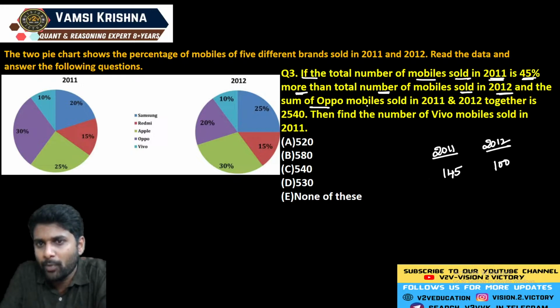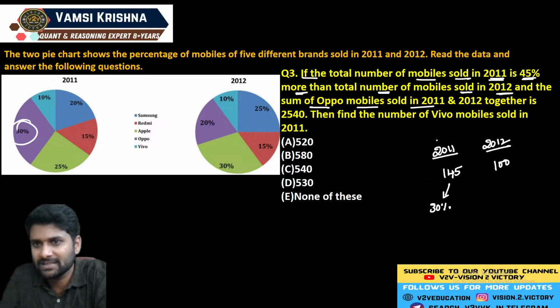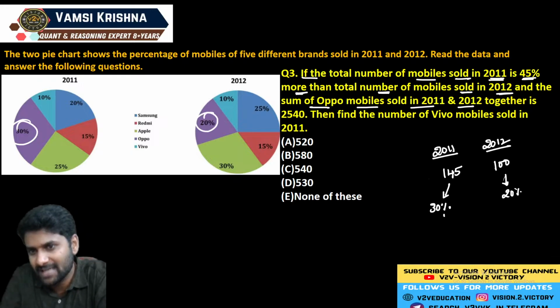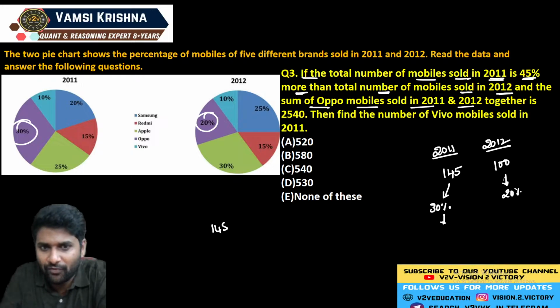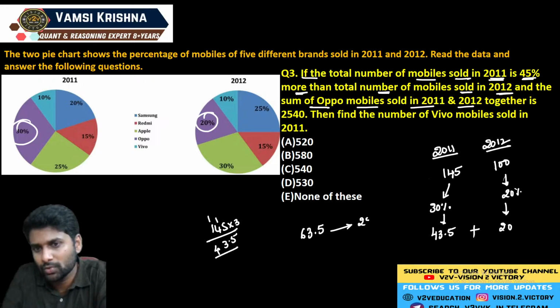Now, the sum of Oppo mobiles sold in 2011. So in 2011, guys, how many Oppo mobiles are sold? It's 30 percent. And for 2011 and 2012 together, the Oppo value is 20 percent. Just calculate it here. 30 percent means 145 multiplied by 3, that is 43.5 units. Here 20% of 100 becomes 20. So the sum of these values, 63.5 units, is exactly equal to 2540.